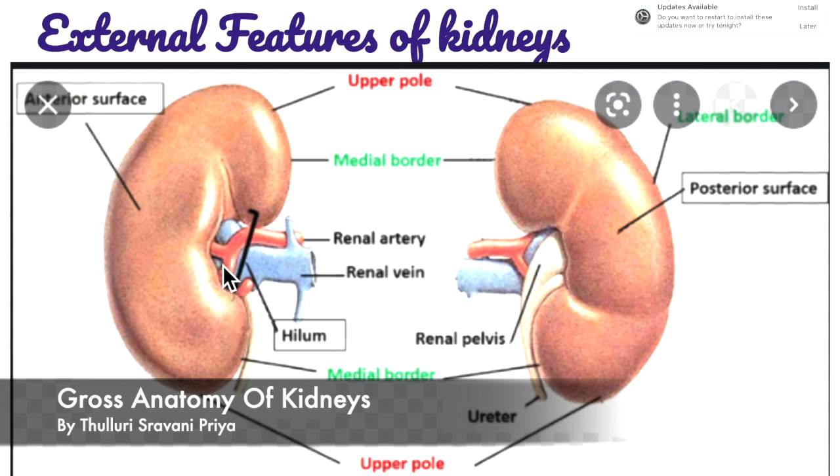In its middle we will see a depression known as a hilum. From the hilum we will see the structures from before backwards: renal vein, renal artery and renal pelvis. See here, this is the posterior surface of the kidney.